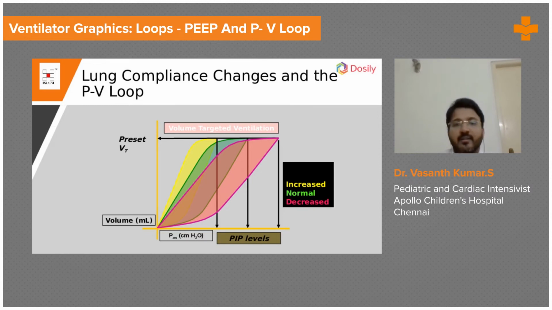In other words, if the curve moves towards the right, if the axis is more towards the right, that means it is a poorly compliant lung. Most patients, when you intubate them for pneumonia, the curve will be more towards the right. As they get better, the curve will start moving towards the left. That is a sign of improvement. Always the trend is more important than a particular value.